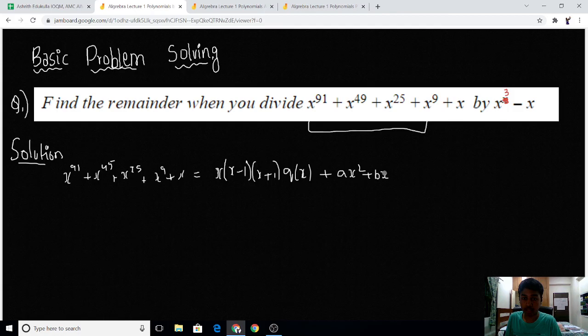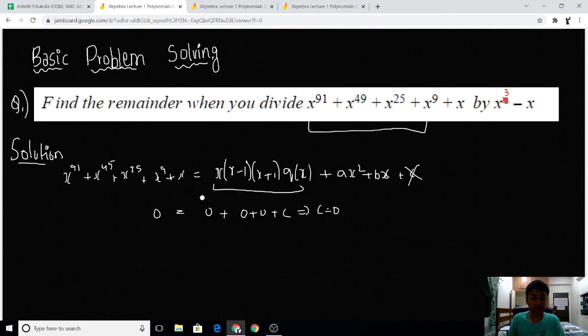Now if you put x equals 0, this whole term becomes 0, and even the LHS becomes 0. So you get 0 equals 0 plus, even this is 0, because 0 into anything is 0. Ax square equals 0, bx equals 0, and we are left with c. So this implies c equals 0. Now we can just eliminate the c.